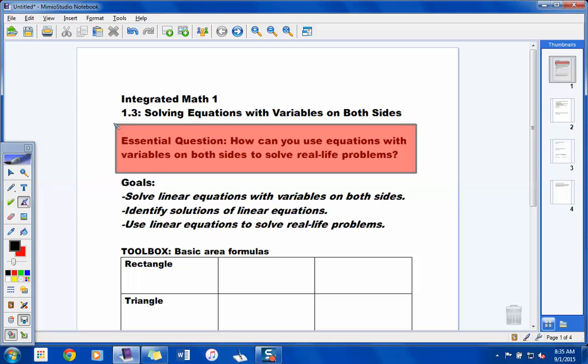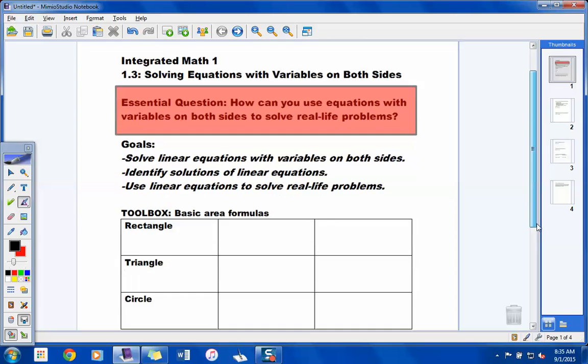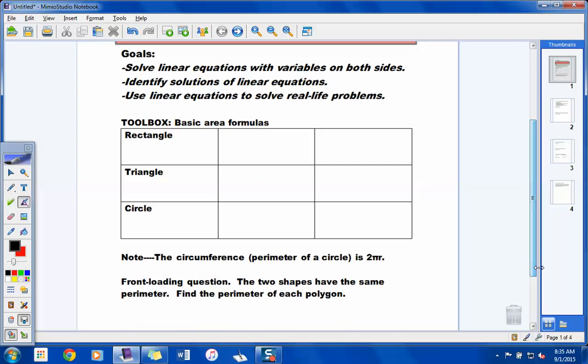Okay. So solve equations with variables on both sides. Identify the solutions of linear equations. I will tell you today, sometimes some of these problems, you may not have an answer. It may not be possible. Have you guys been able to get answers in all the stuff you've done prior to this point? Today it might be different.